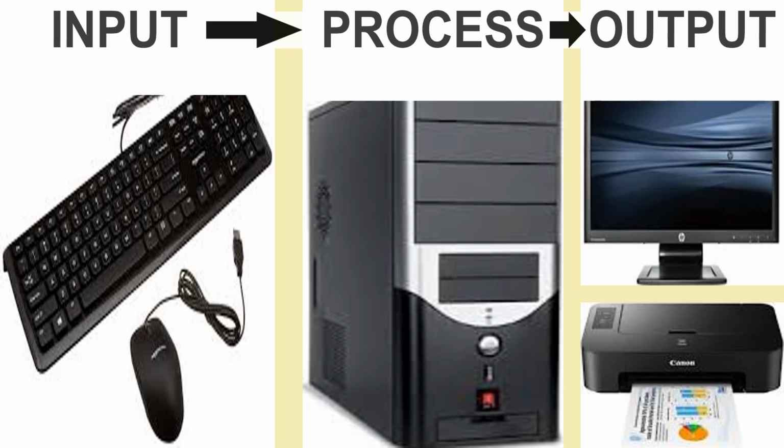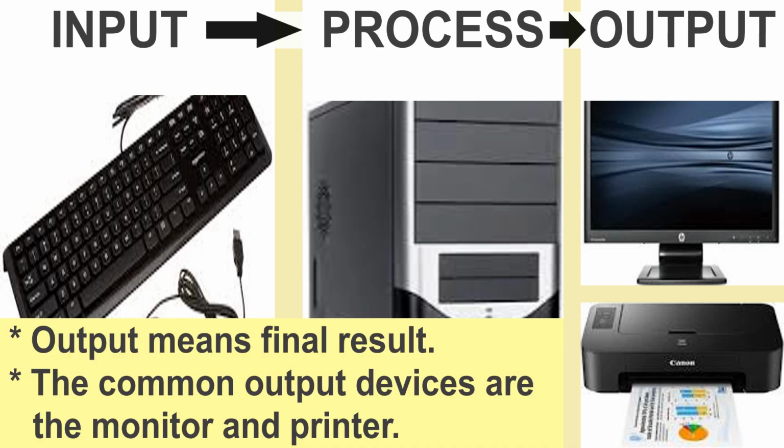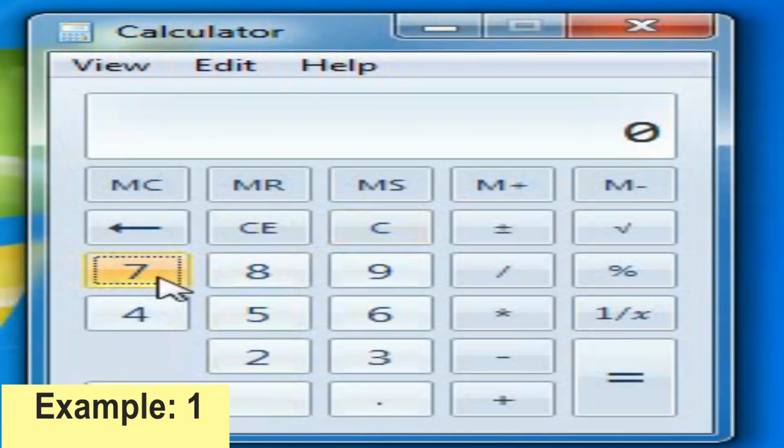Can you imagine what is output in computer? Yeah, output means final result. When a computer finishes the processing, we get the results. The common output devices are monitor and the printer.